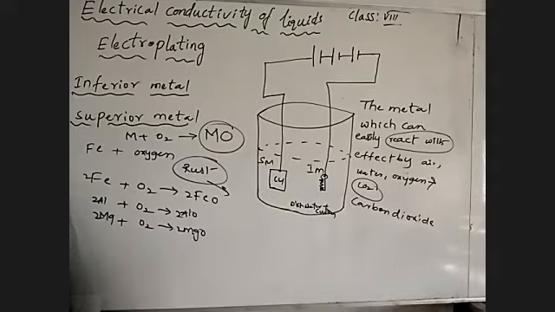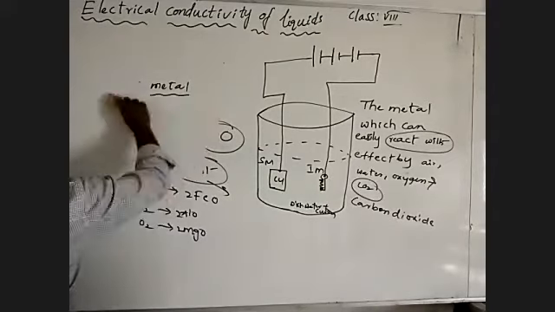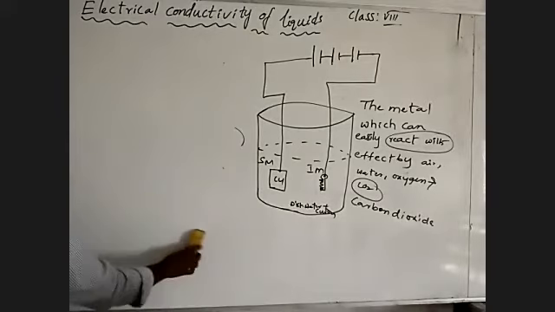Due to the electric current, the superior metal will coat on the inferior metal to avoid the formation of rust. It becomes the strongest resistance to avoid rust formation. Understand? I think you understand clearly why we want to do electroplating.